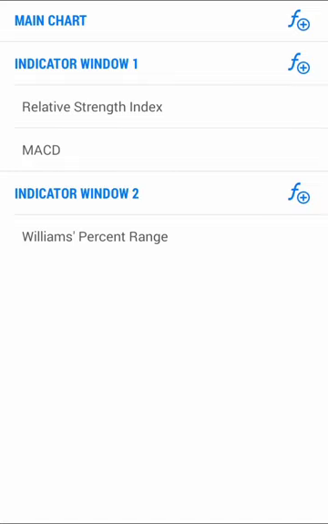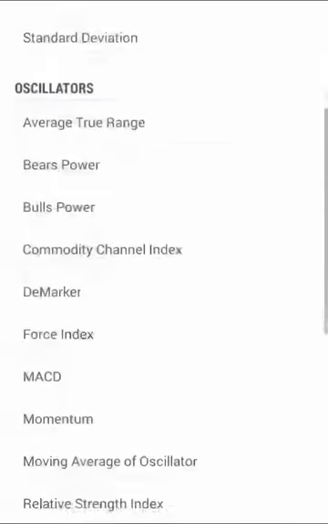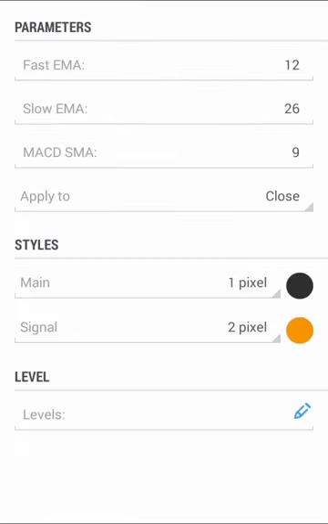Then you click on the indicator window 1 and you set up your MACD like this. Just follow the default settings, but if you are using a black background on your main chart, the main should be set to black, and then the signal color should be set to whatever color you want. But if you are using a white background, then the main should be set to white, and the signal color can be set to any color you want.